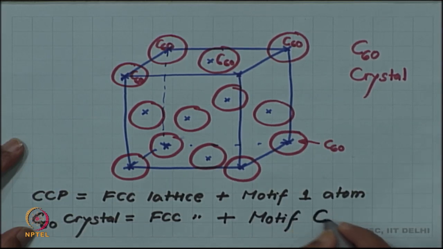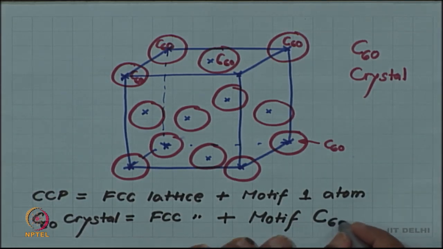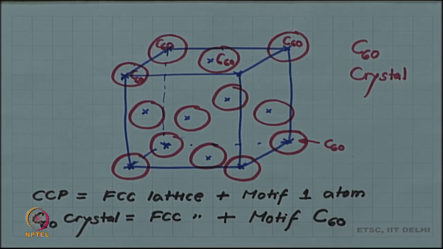So, although the lattice can be only one of those 14 Bravais lattices which we have discussed, the motif can be quite complicated, and this is one of the examples, where a 60 atom carbon molecule, the fullerene molecule, is being used as motif on an FCC lattice.